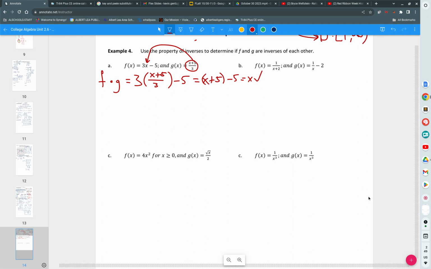It's not enough to just compose it that way. You must compose it the other way as well. I do g of f. So now I take f and I drop it in here. And we get 3x minus 5 plus 5 divided by 3. What's the first thing to simplify there? No, plus 5 minus 5. Plus 5 minus 5. So says Benjamin, I get 3x divided by 3 is just x.